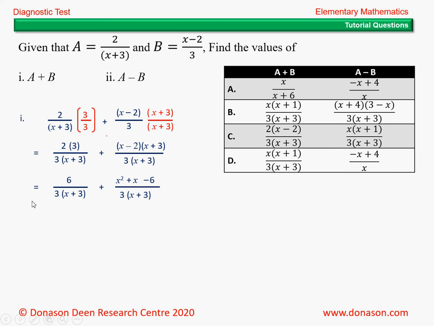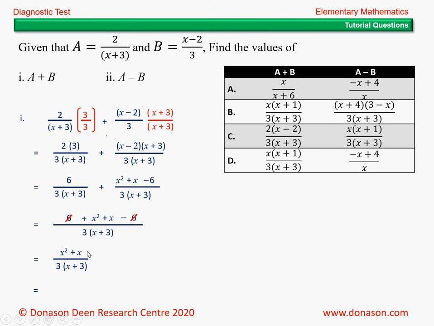Now since the denominators are equal, we can combine the fractions together. And since it is just a plus sign, we can put the common denominator. So your numerator is simply going to be 6 plus x squared plus x minus 6. Now what can we cancel? There's a plus 6 and there's a minus 6, positive 6 and negative 6. If we cancel, it is going to become 0, so we need not write that. So on the numerator, what we have is a plus x squared and a plus x.